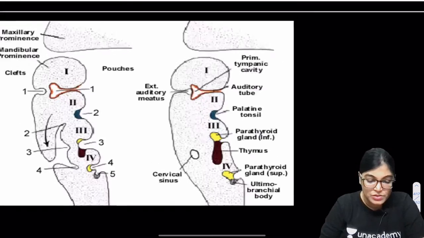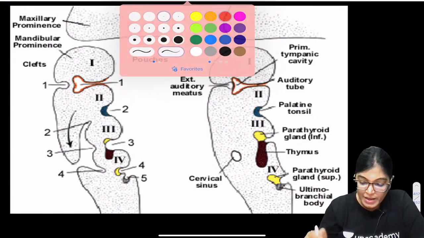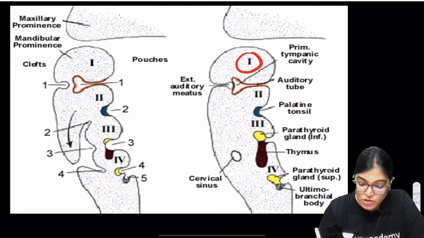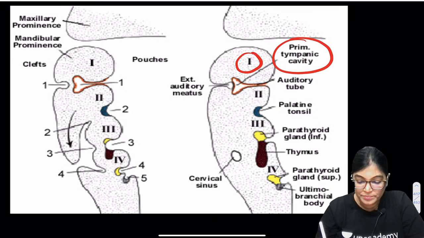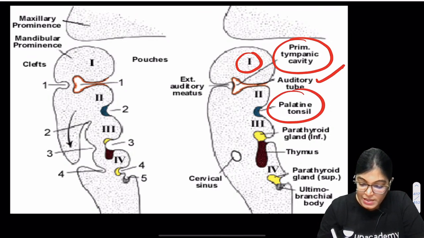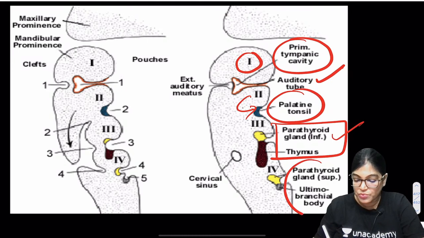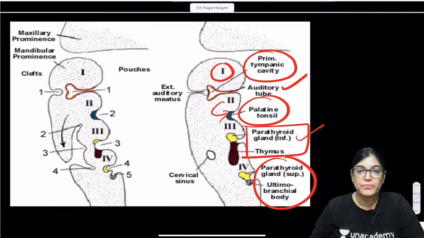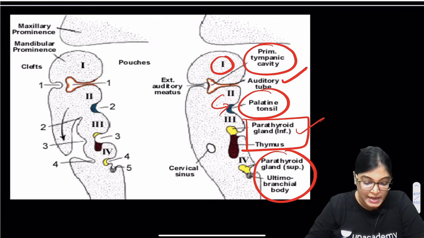So see here, I will show you this diagram. Quickly see the revision. Can you see, from the first pouch, the primary tympanic cavity is developing, the auditory tube and tympanic cavity. Palatine tonsil is from the second. Third se do structure hote hai, inferior parathyroid gland and thymus, and fourth se superior parathyroid. So everyone can revise, see this diagram.